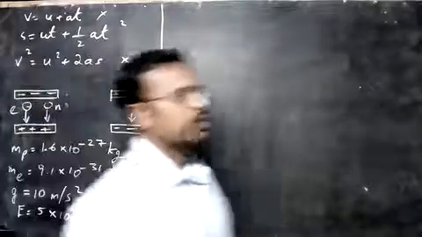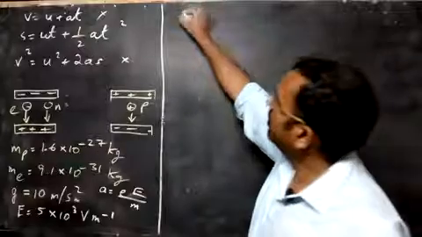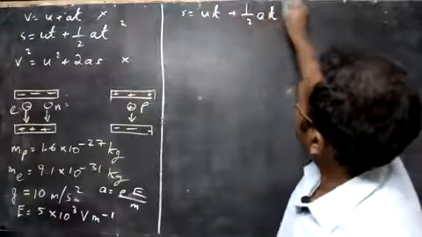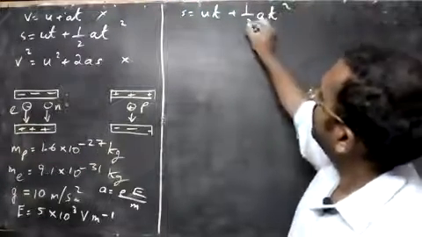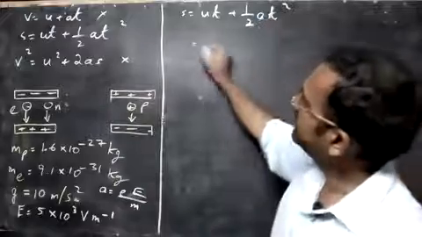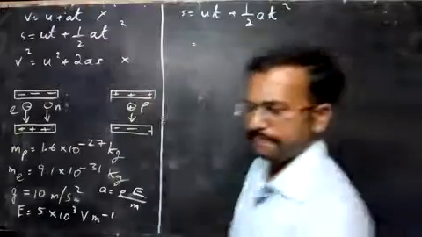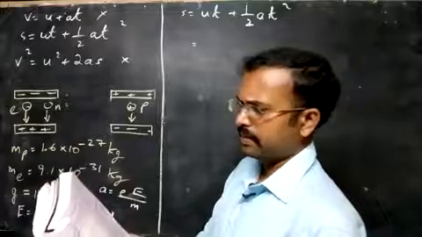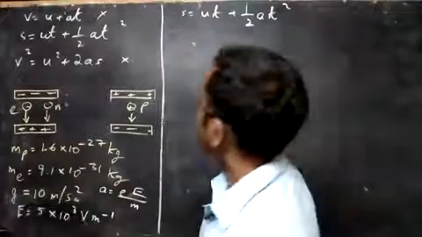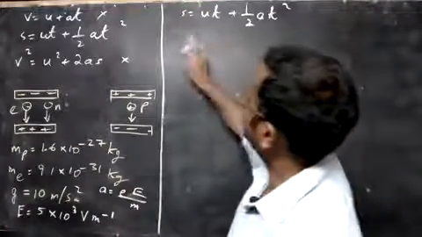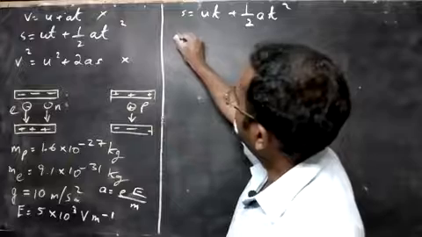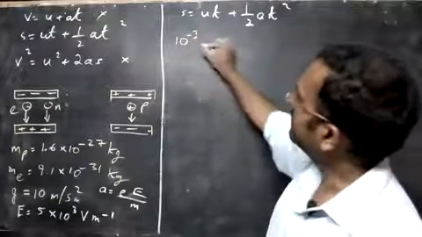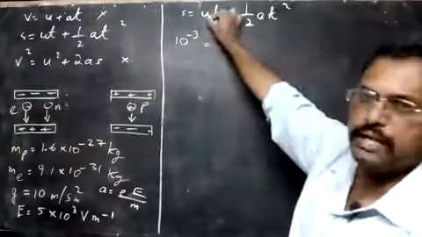Let me use the second equation here. S is equal to ut plus half at square. So what we get is S, the distance here. The textbook gives 1 millimeter here. So this is 1 millimeter, and 1 millimeter means 10 power minus 3 meters, is equal to u, the initial velocity, that is 0.